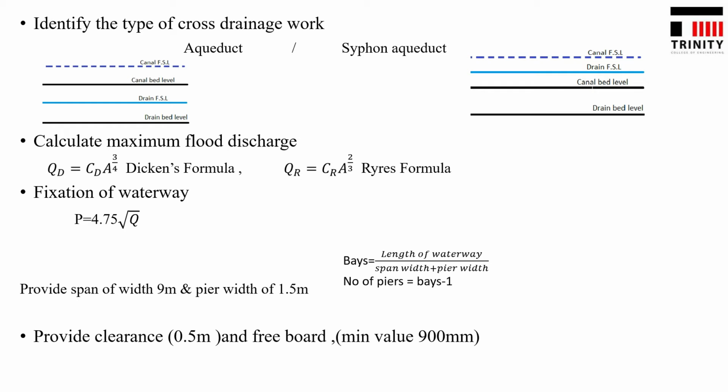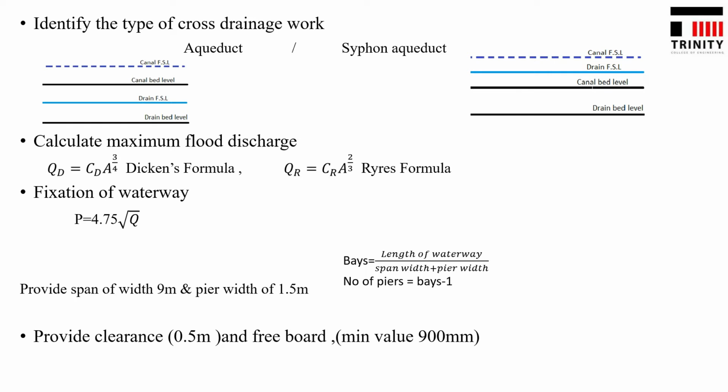That is, in aqueduct and siphon aqueduct, canal is above the drain. But due to the difference in the bed level of the canal and drainage FSL, it has been divided into aqueduct and siphon aqueduct. In the case of an aqueduct, canal bed level will be above the drainage FSL. But in the case of siphon aqueduct, drainage FSL will be above the canal bed level. So from the question, canal bed level and drainage FSL, we can identify which is the cross drainage work, whether it is an aqueduct or a siphon aqueduct.